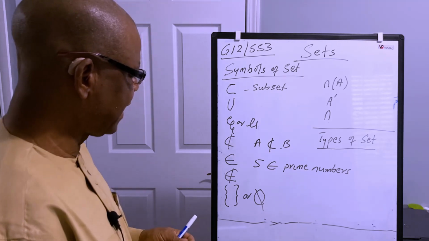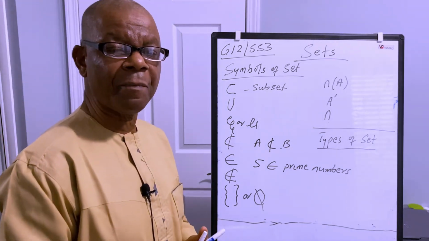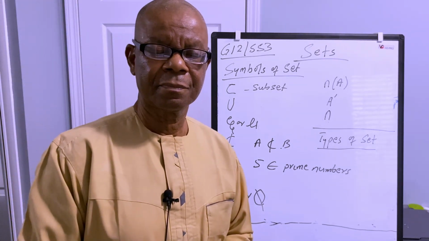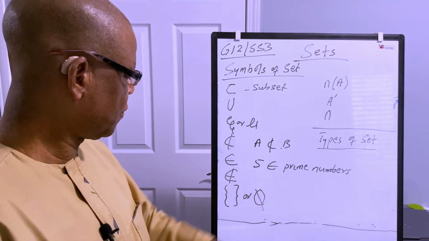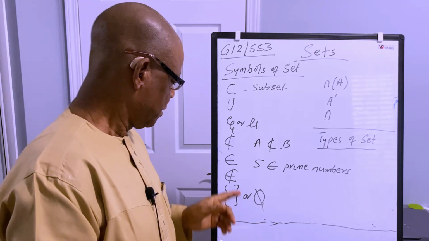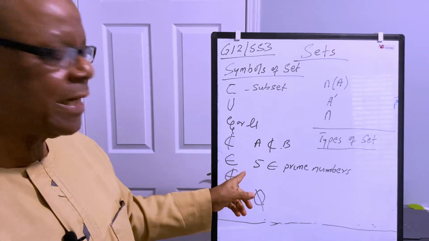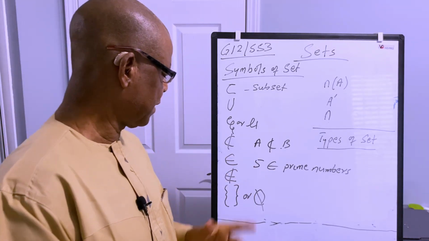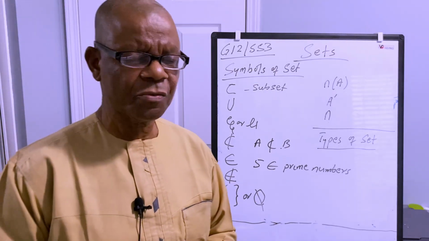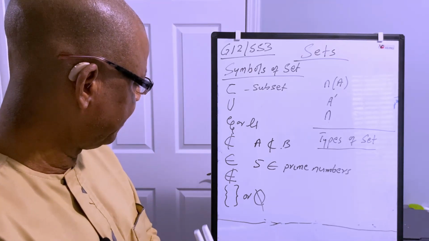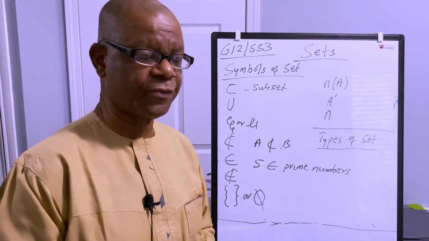What we mean is that 5 belongs to prime numbers. It belongs to a prime number. 5 is a prime number. That is what it stands for. Here is a negation of this: that it is not, does not belong. It doesn't belong there. No, it's not a member. That is what this symbol stands for.